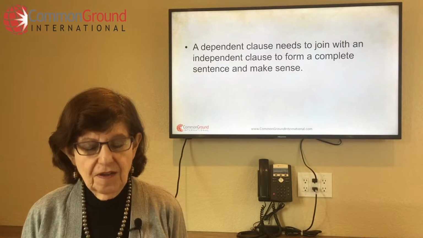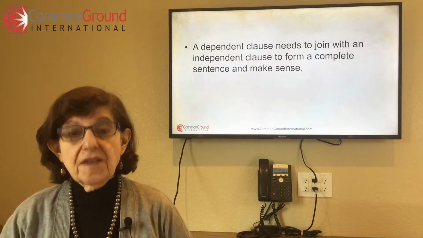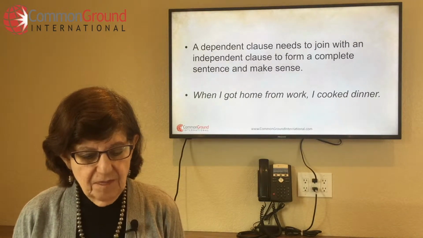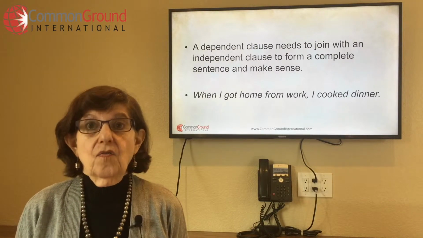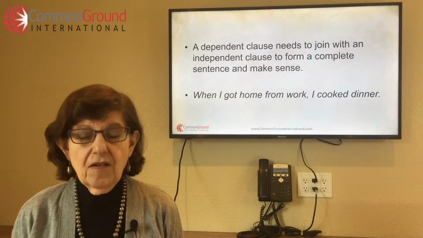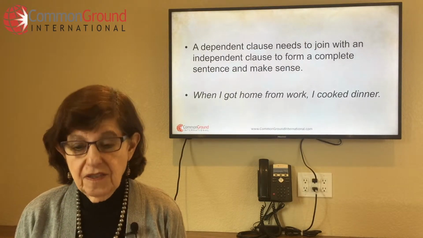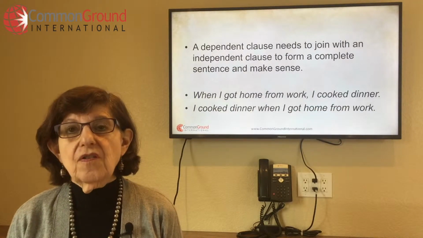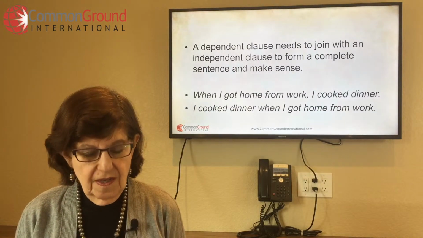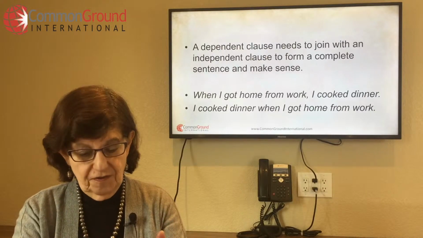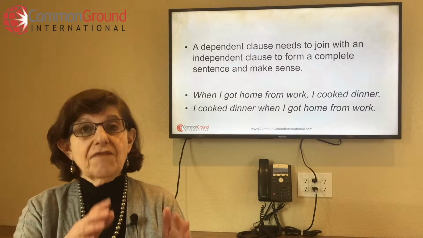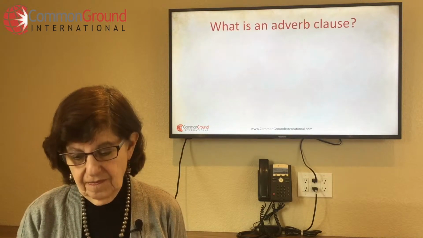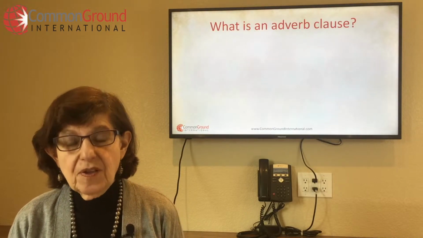A dependent clause needs to join with an independent clause to form a complete sentence and to make sense. Now, if I put these together, when I got home from work, I cooked dinner. Now that makes sense. Or I cooked dinner when I got home from work. I can have the independent clause first and then the dependent, or I can have the dependent clause first and then the independent.